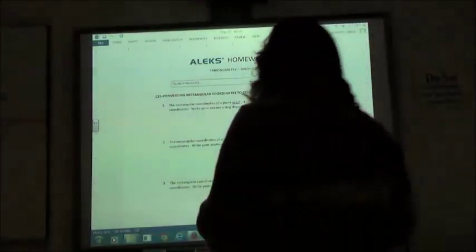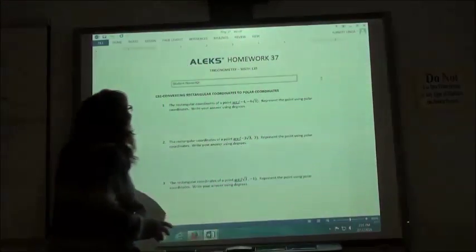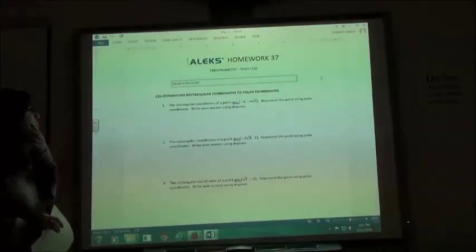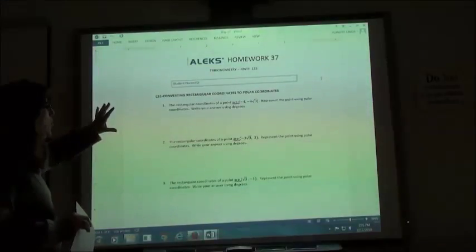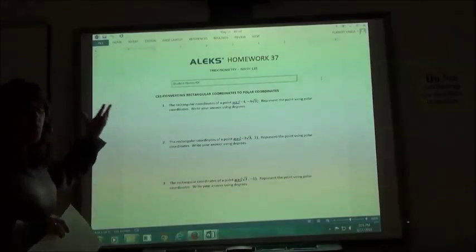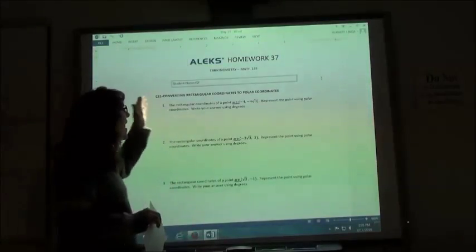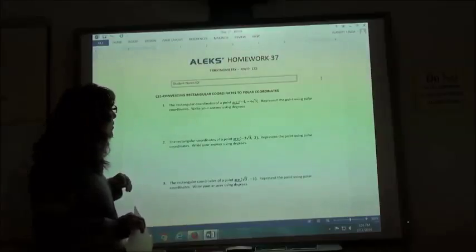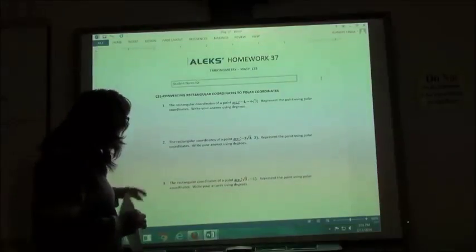All right, so homework 37, we're starting out converting rectangular coordinates to polar coordinates. And on our polar coordinates, you want to have the magnitude of your vector, or the radius, and then you want to have the angle of your two lines that's in there.